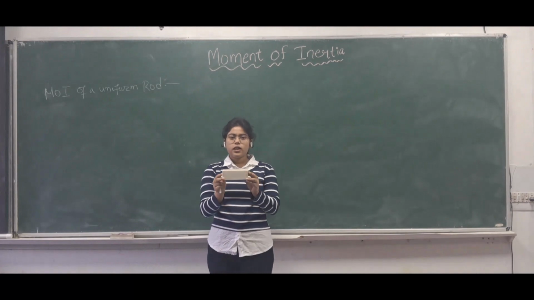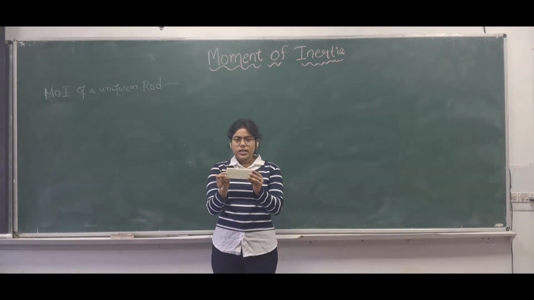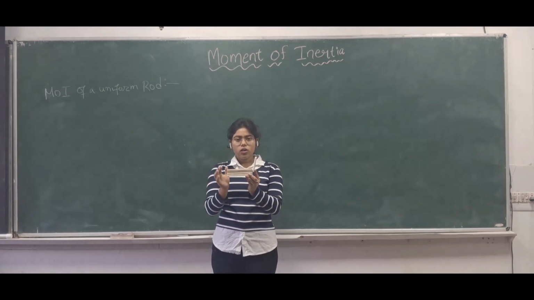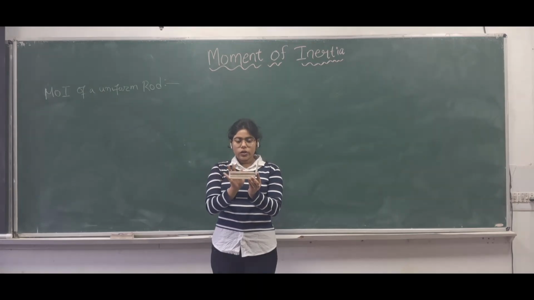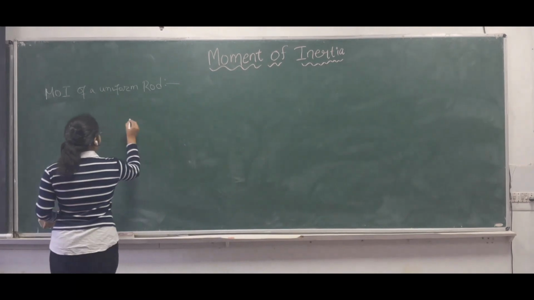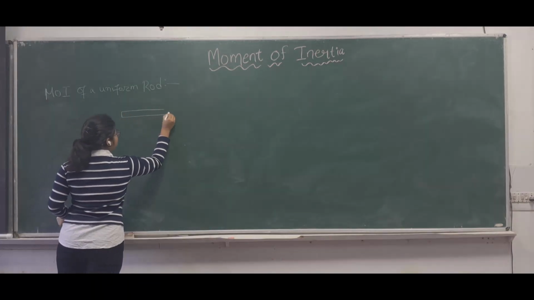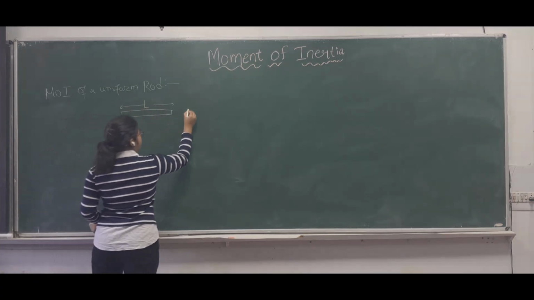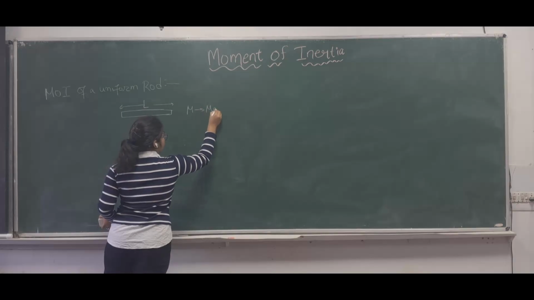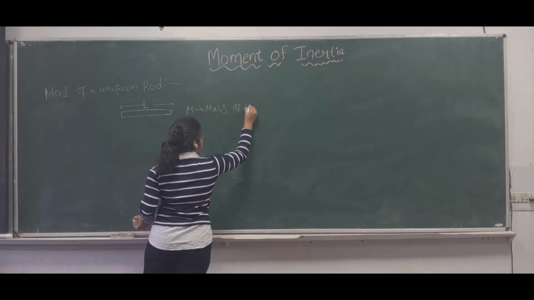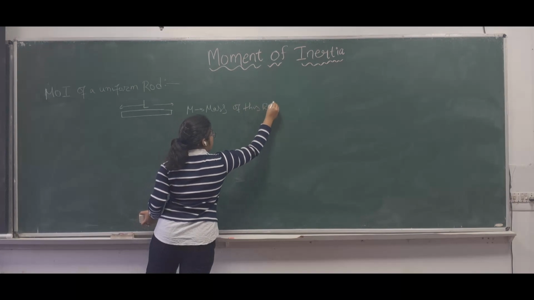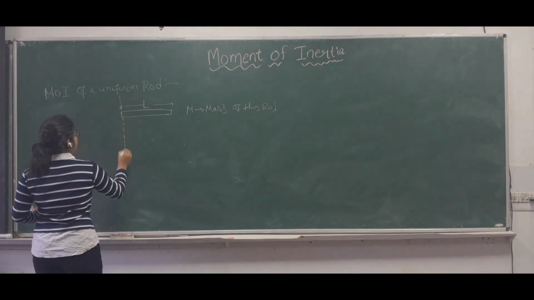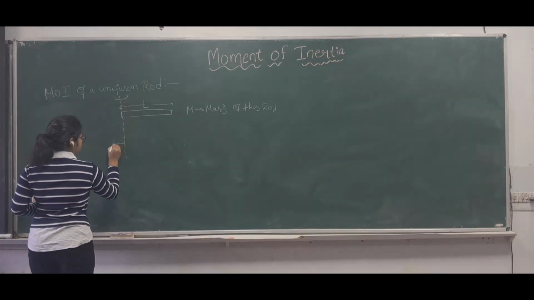Let's consider this is the rod. Here the length of this rod is L and the mass of this rod is M, and the rotational axis is at one end of this rod and perpendicular to its length. Therefore we draw the rod. This is the rod, L is its length, M is its mass, and this is the rotational axis.